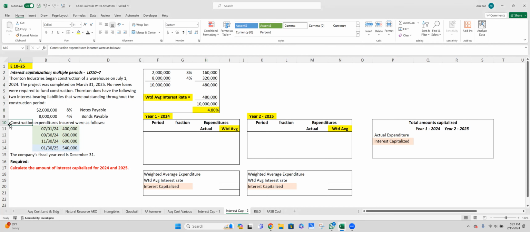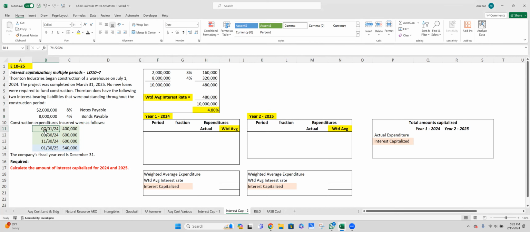Now let's continue reading the exercise. Our construction expenditures were incurred as follows. So the project started in 24, ended in 25. Just jumping down one line, I know my fiscal year end is December 31st. So I'm sorting them out by year. So three expenditures happened in 24 and one in 25. So I have to do two separate calculations. So I have year one and year two listed out over here.